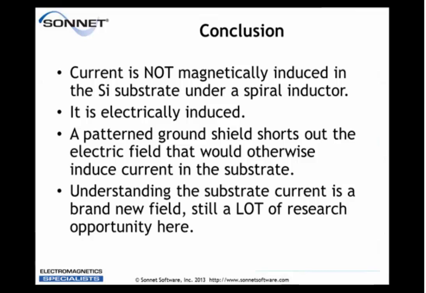It is electrically induced current flowing at right angles, and that's why a patterned ground shield works. It shorts out the electric field that would otherwise induce current in the substrate. The pattern ground shield has nothing to do with the magnetic field in increasing Q. Understanding substrate current is a brand new research field. As far as I know, no one has researched this, no one has published in it, and there's still a lot of research opportunity here.